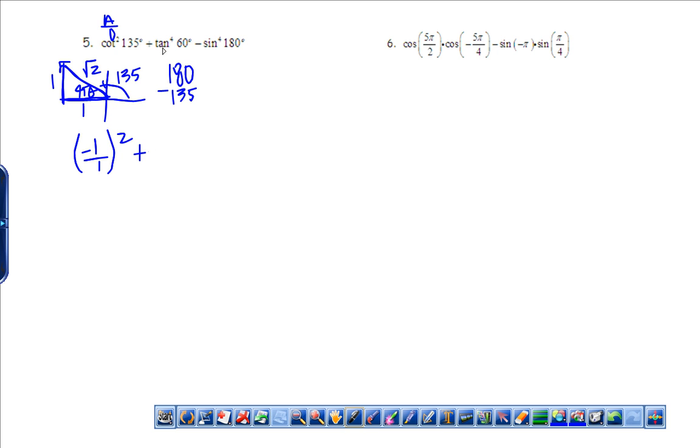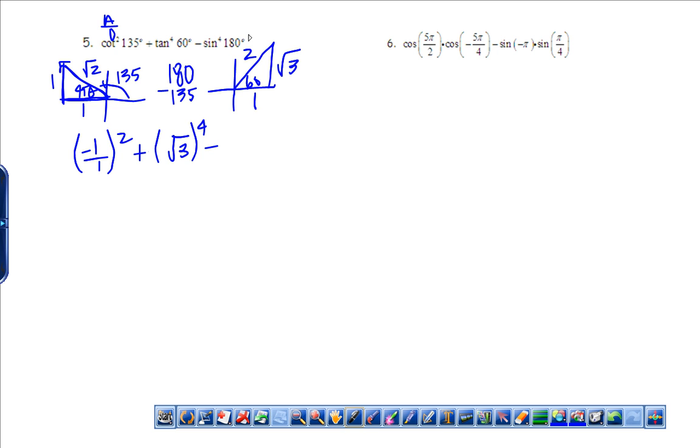Okay, tangent of 60 degrees. Let's see, I'm running out of room here. I'm going to have to come over here. Tangent of 60 degrees is in the first quadrant right here, which is really nice. This is 2. This is 1. This is root 3. So tangent is opposite over adjacent, so this is going to be root 3. And they want us to take it to the 4th power. Remember, everything in the first quadrant is positive.